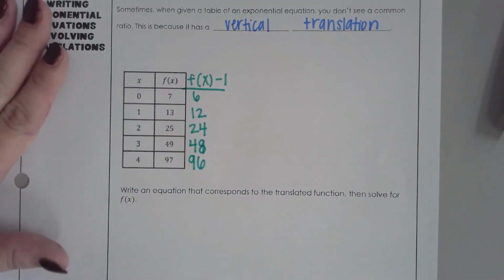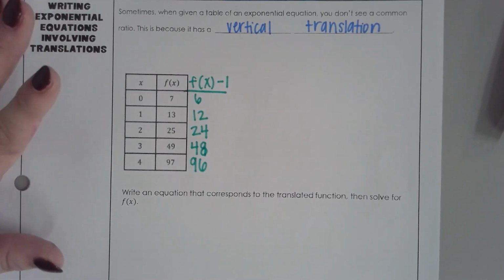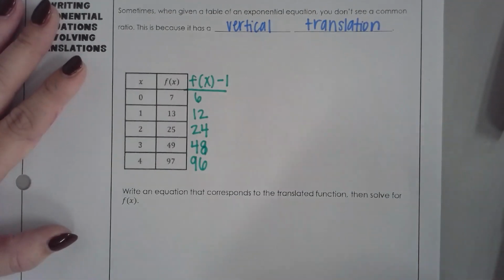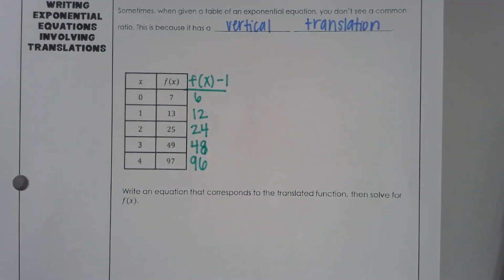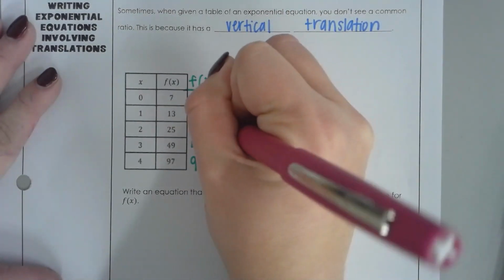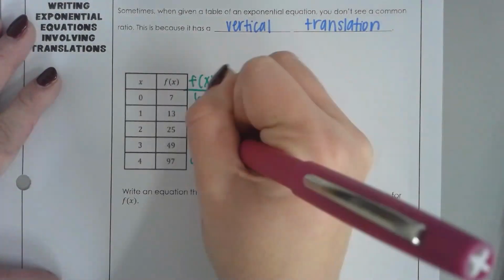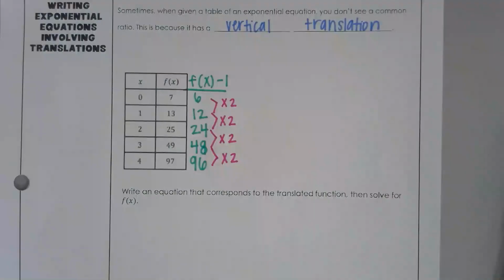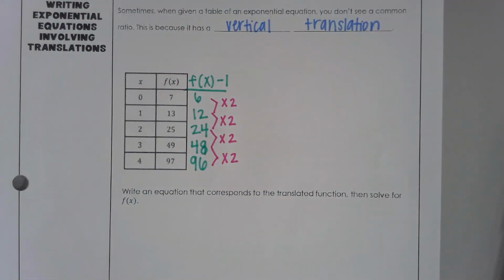Now do you see a common number being multiplied? What's it multiplying by? 2. It's multiplying by 2. Like 6 times 2 is 12, 12 times 2, all of those are times 2. So it is exponential, it's multiplying by 2, but it's also being shifted.